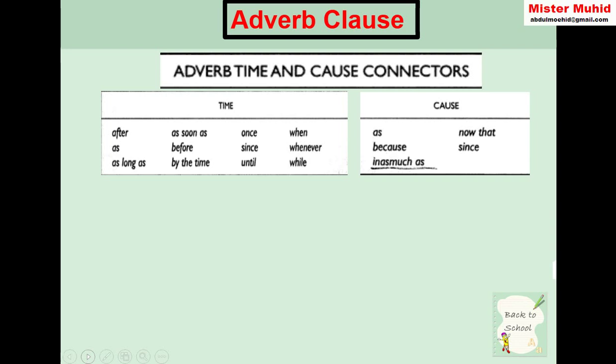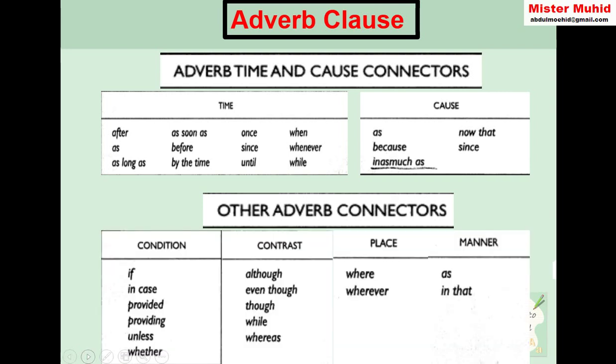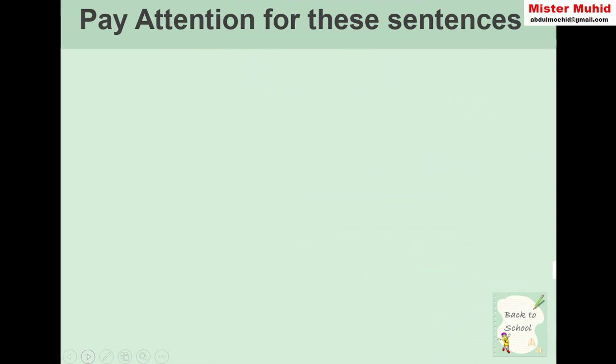Okay, besides adverbs of time and cause, of course there are more. For example, these are other adverb connectors. In this case we have condition, contrast, place, manner. For example, in condition we have if, in case, provided, providing. And then contrast: although, even though, where, wherever, and many more. But in this skill we just talk about time and cause, not too many. But let me give another explanation about that. Okay, pay attention to this sentence.